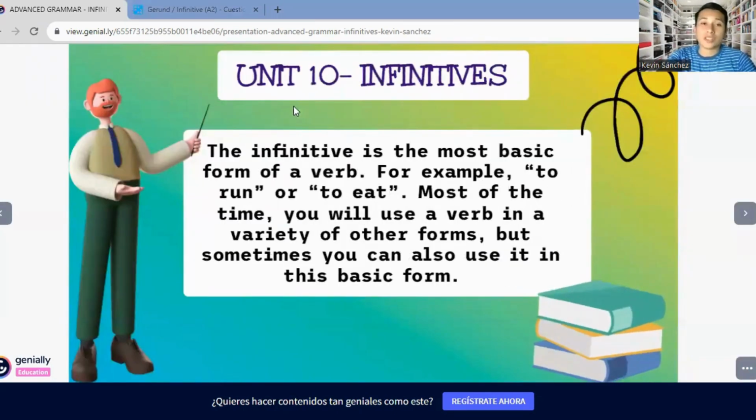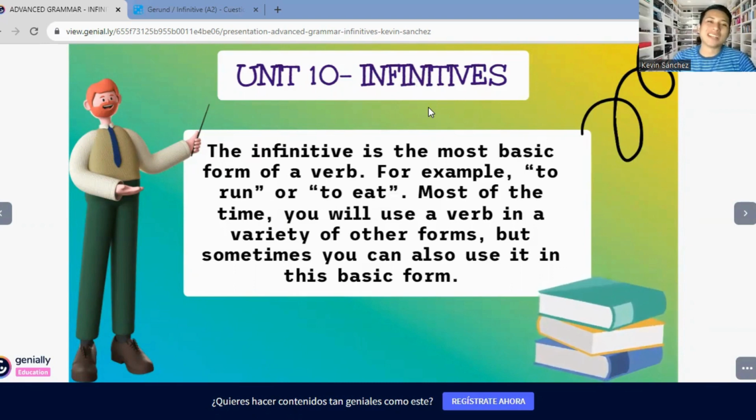All right, so the topic that was assigned to me is Unit 10. The topic is infinitive. So that is the topic that we are going to be studying in this video. I'm totally sure that you might be wondering what is an infinitive? When do we use an infinitive? Why do we use it? I'm going to be giving you the answer to those questions in this video. But first, let's start with the definition of infinitives.